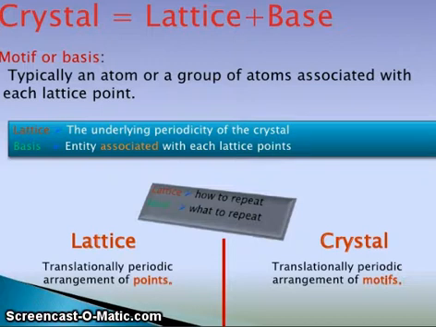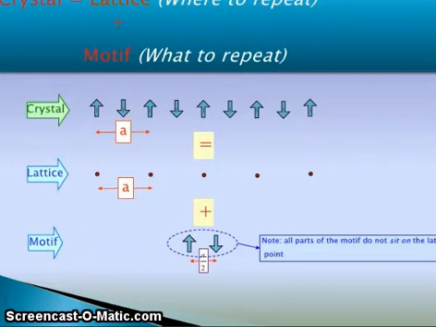Lattice, translationally periodic arrangement of points. Crystal, translationally periodic arrangement of motifs. Now crystal: lattice is where to repeat, and motif is what to repeat. So you can see crystals and lattice. Motif and lattice combine together forming crystals.